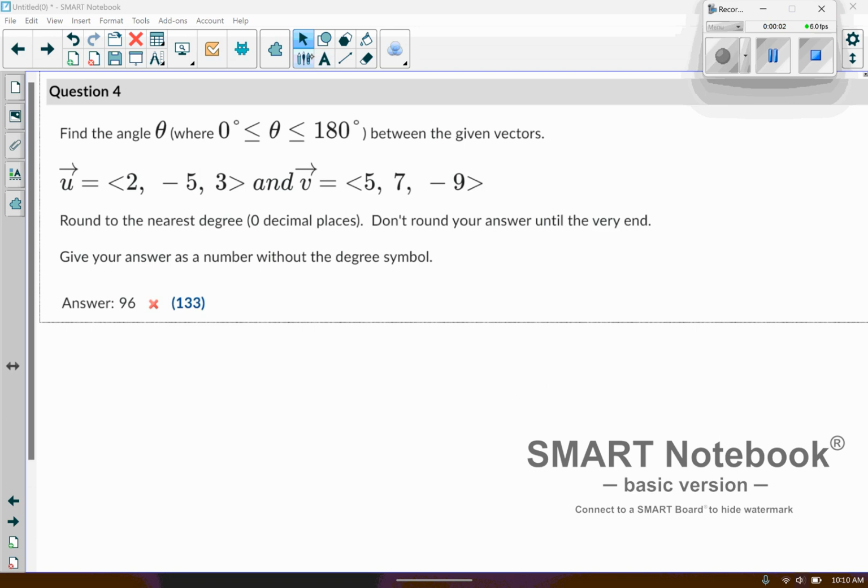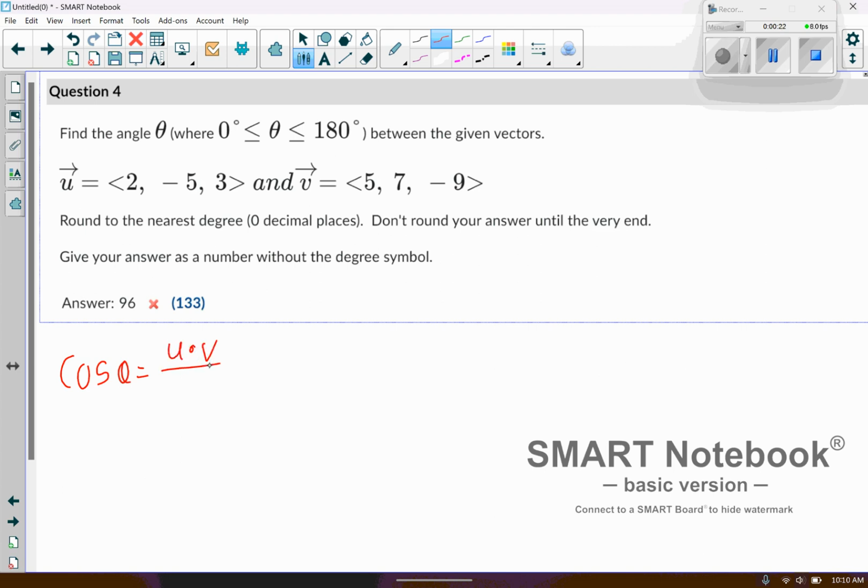Okay, so let's look at questions 4, 5, and 6 from the homework for the dot and cross product example. On this one right here, we want to find the angle between the vectors. Our formula for this is cosine of theta equals the dot product of u and v over the product of the magnitudes of u and v. First we have to find the dot product of u and v.